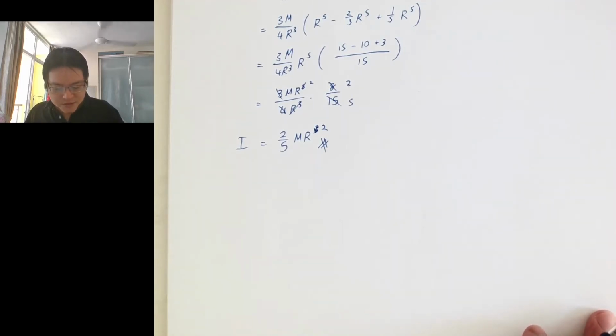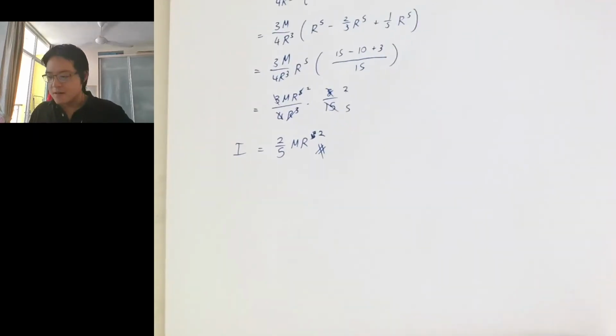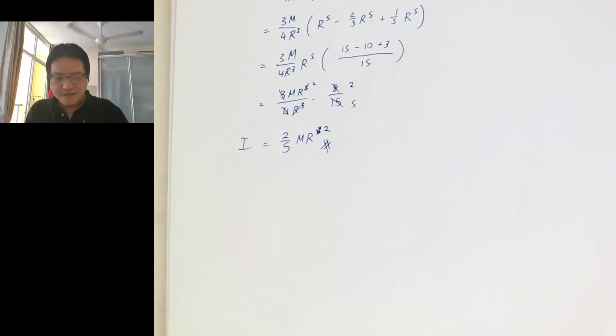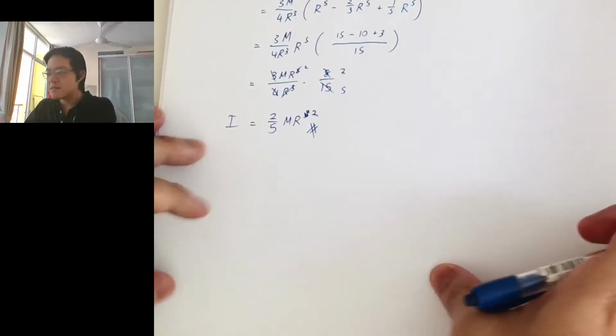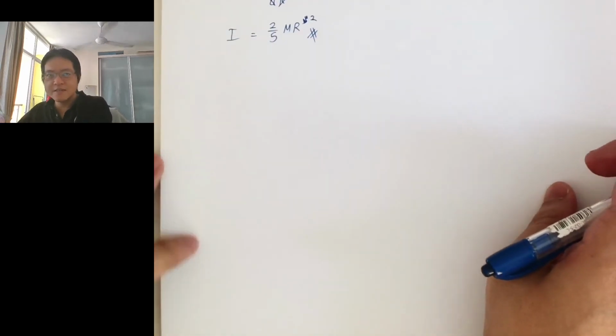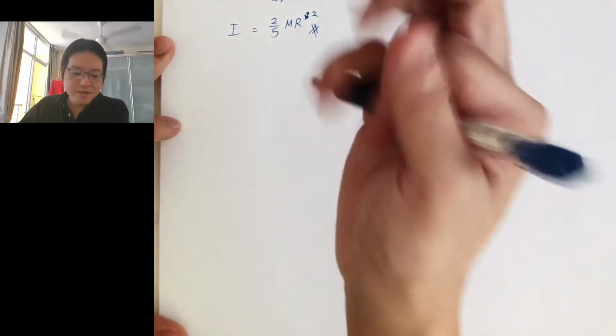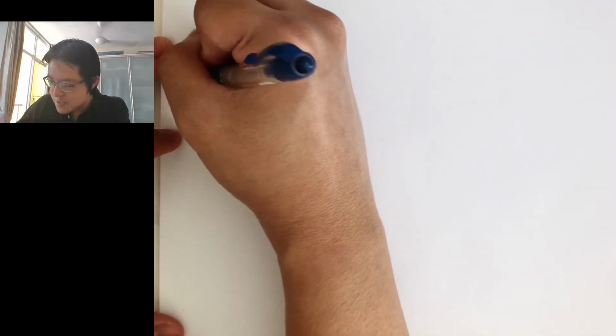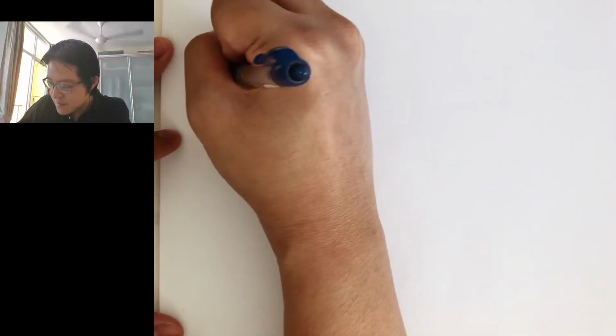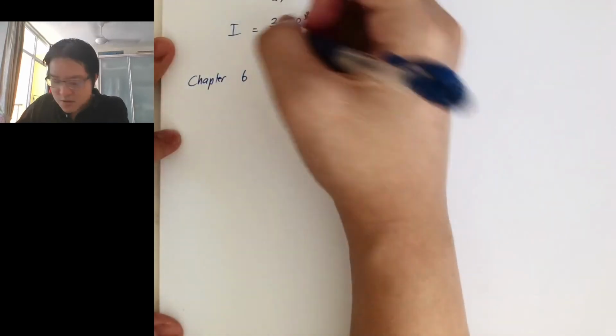Maybe I just go straight to chapter 6. I feel like we've been spending too much time doing moments of inertia. So let's do chapter 6, and let's see how far we go with chapter 6, and then if there's enough time, I will come back to this. Because we shouldn't spend too much time calculating moments of inertia. Okay, so let's go to chapter 6.